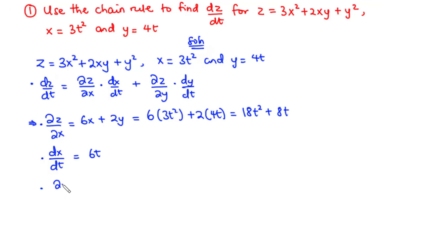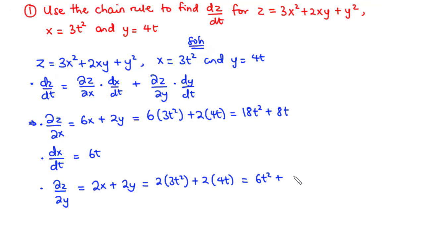And then we move on to the partial derivative of z with respect to y. We are going to differentiate this same function with respect to y. So 3x squared is a constant, it goes to 0 after we differentiate it, and then we move on to 2xy. We are going to keep x constant, and then we differentiate 2y, and thus we have 2. So that becomes 2 times x plus, we differentiate y squared, we have 2y, and thus we substitute the expressions for x and y in here, so that we have 2 times 3t squared plus 2 times 4t. So this becomes 6t squared plus 8t, and then we want to find dy/dt, so that will be equal to 4.